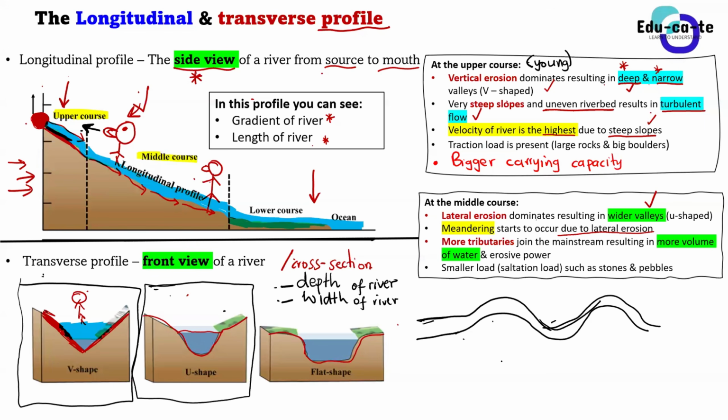Why is your river going to the side, guys? It's because lateral erosion is happening. Because remember, guys, we say that lateral erosion is dominant at the middle course. So since there's a lot of lateral erosion, your river will start moving to the side because it's eroding sideways. So when a river is bending along its course, like this, we say that the river is meandering.